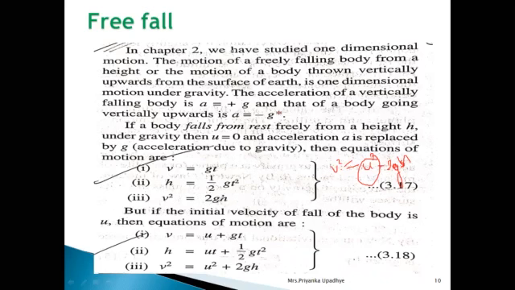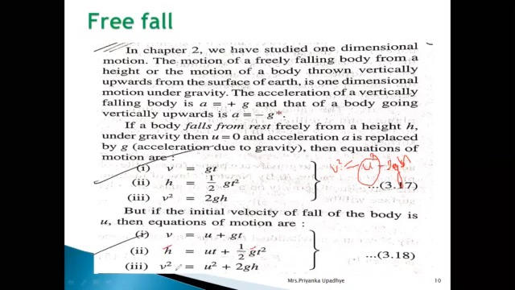But if the initial velocity of the body is u, if it has some initial velocity, then what happens? Then these equations of motion, v is equal to u plus at, will change into v is equal to u plus gt. Okay. s is equal to ut plus half at square will change into h is equal to ut plus half gt square. So what is changing here? Instead of s it is h and instead of acceleration it is g.